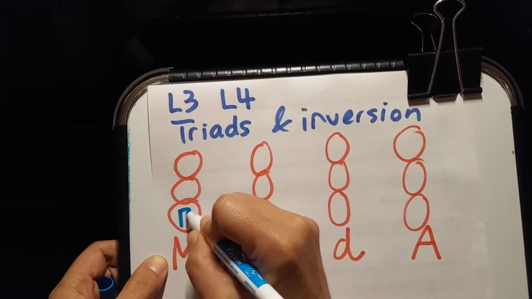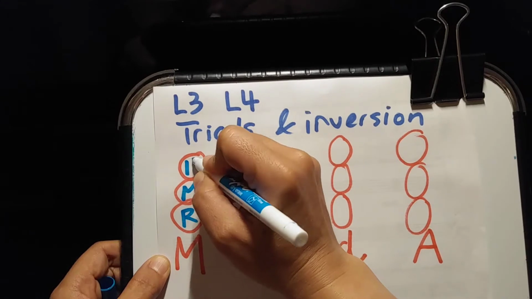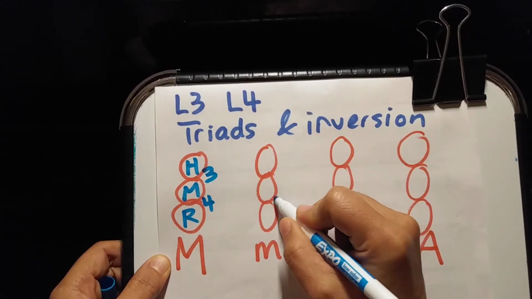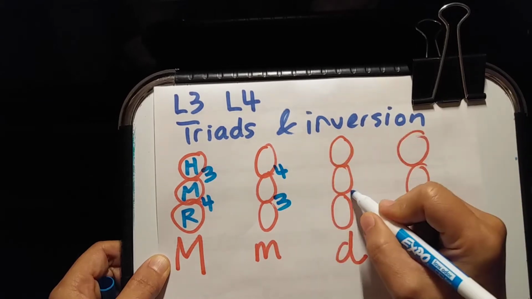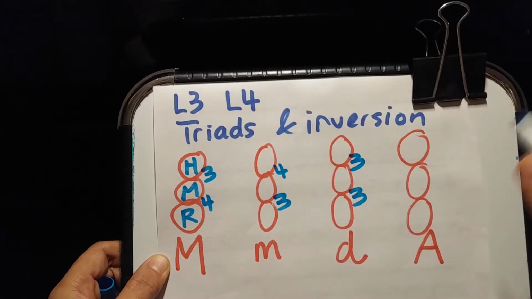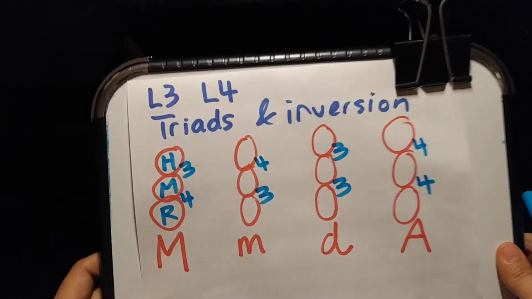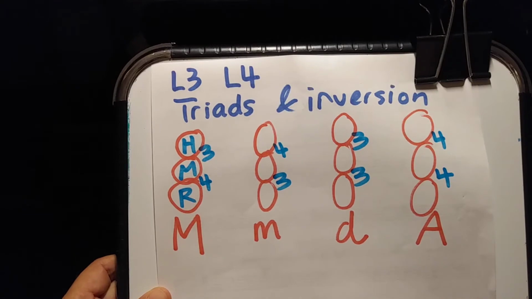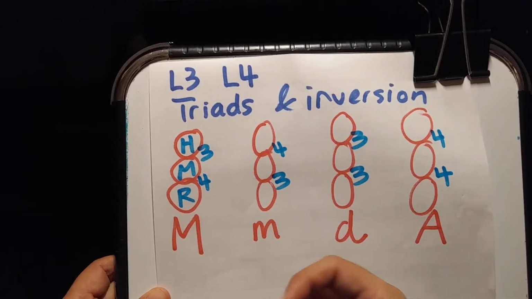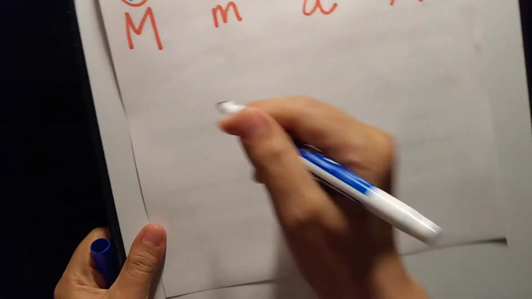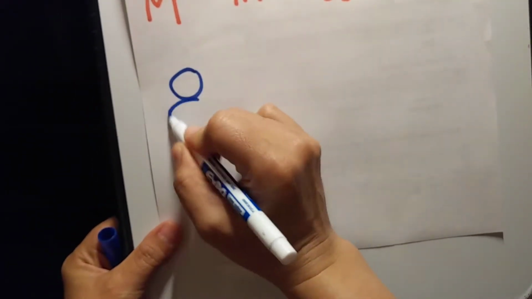So from your root to middle and highest, this is 4 half step, 3 half step; 3 half step, 3 half step; 3 half step, 4 half step; and 4 half step, 4 half step. Okay, so please copy this. This is your triads, and the following part will be the inversion. Okay, all right, so the inversion starts with root.